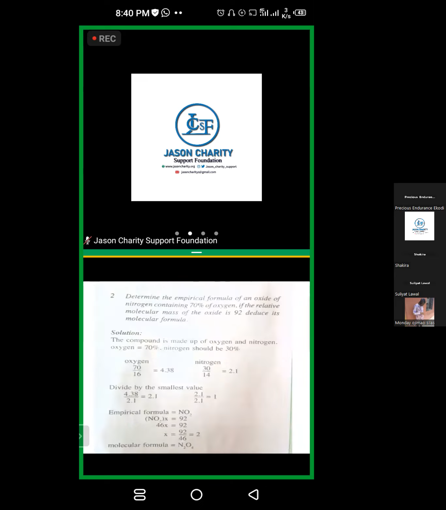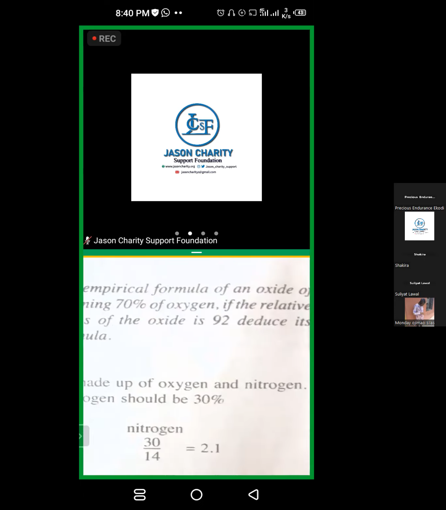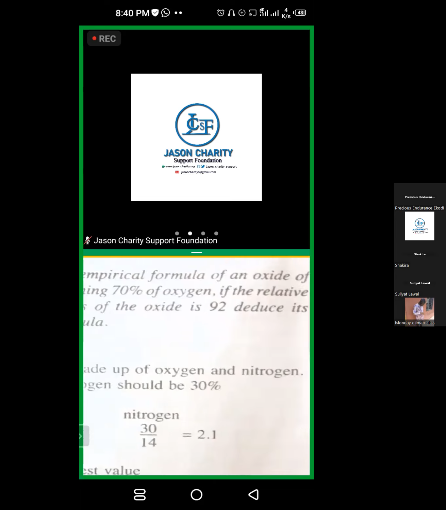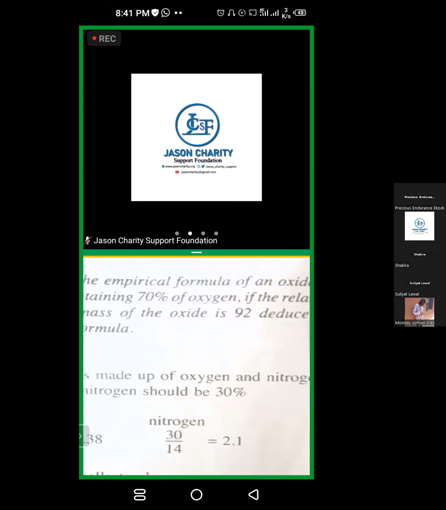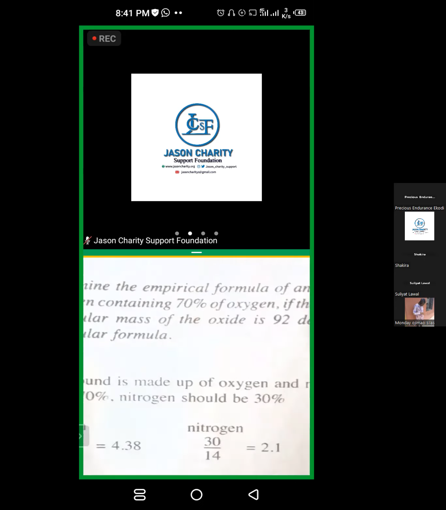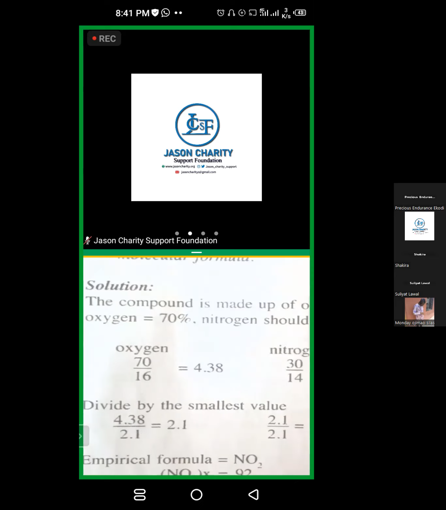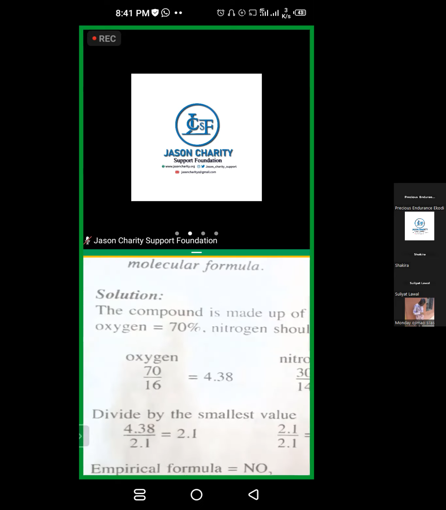So we have another example here. Determine the empirical formula of an oxide of nitrogen containing 70% of oxygen. The relative molecular mass of the oxide is 92. So deduce its molecular formula. So they said an oxide of nitrogen, and they said oxygen is 70%. Now, obviously, remember I've told you before that it has to give you 100%. So if oxygen is 70%, that means nitrogen has to be 30%. So that's why we now put 70 and 30.